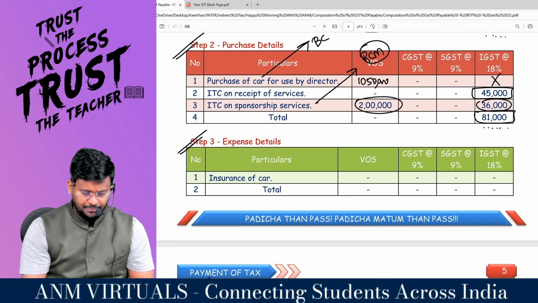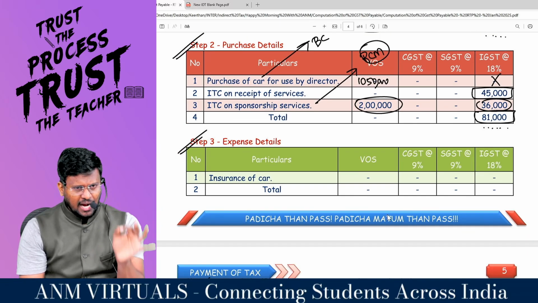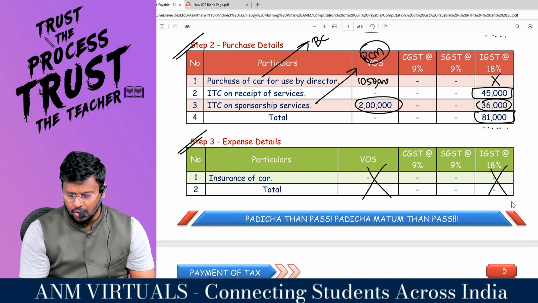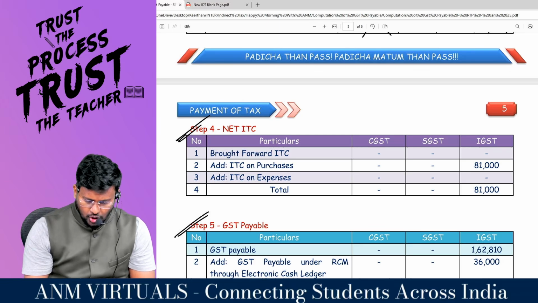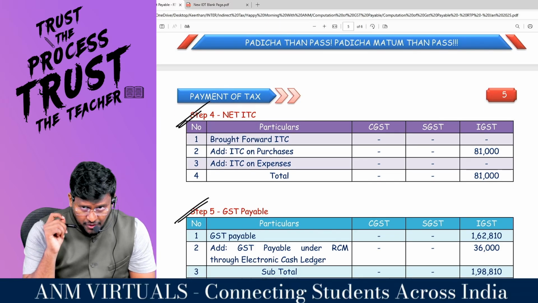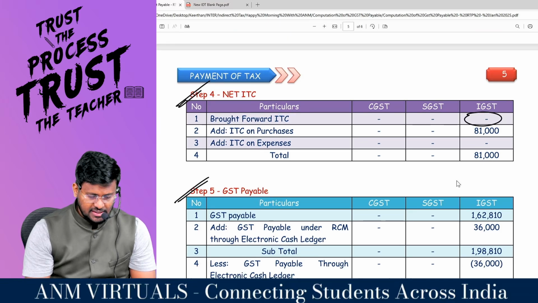What detail, man? Sir, insurance of car. Since the car is a blocked credit, expenses relating to car is also a blocked credit. No expenses are entitled for what? ITC. The fourth step, net ITC. Question specifically said that, sir, there is no opening ITC.